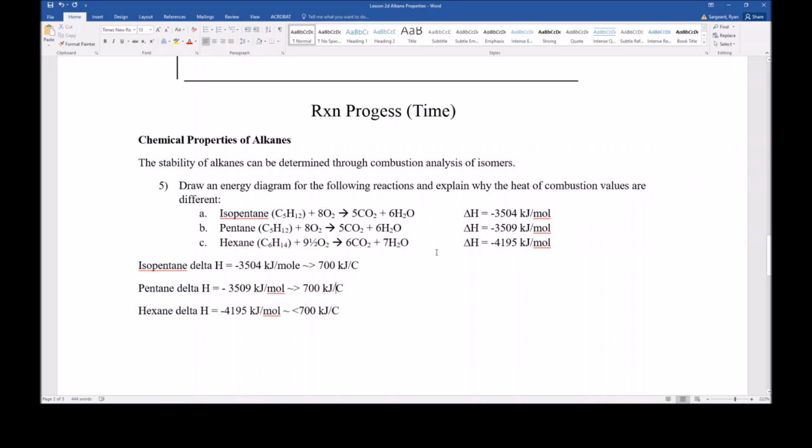So when you're asked to order compounds based on their heat of combustion, the most important criteria is the number of carbons, and then once you have the same number of carbons, the heat of combustion will be higher for the less branched compound and lower for the more branched compound.